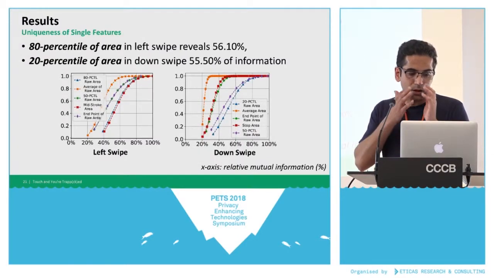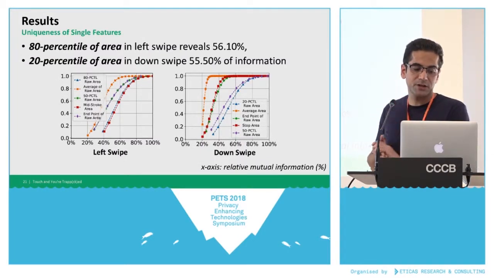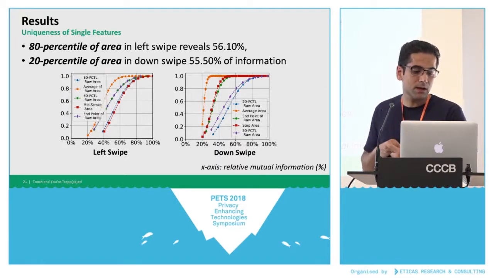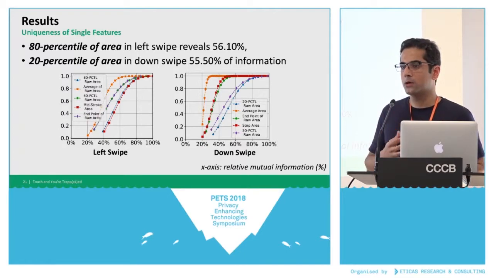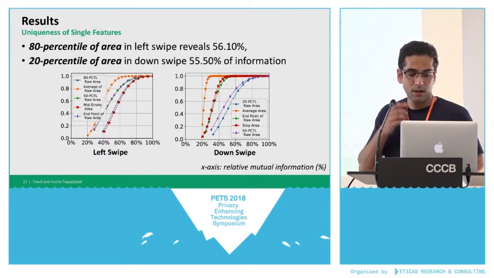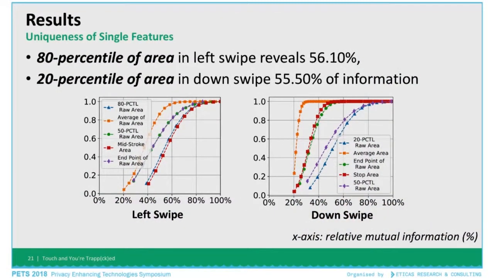So on to the results. For single features, we found out that the area, or in other words, the size-related features were the most highly identifying ones. And these are related mostly to the swipes. So the way we swipe, the area covered by our swipes is quite highly identified across users.